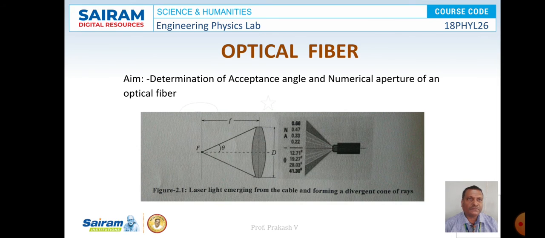Optical fibers are transparent dielectrics consisting of a core and cladding. When a beam of light travels from a denser to a rarer medium, it bends away from the normal. For a particular angle of incidence, the critical angle theta, it just grazes the boundary, and for an angle greater than the critical angle, it bends back into the same medium. So it works on the principle of total internal reflection.